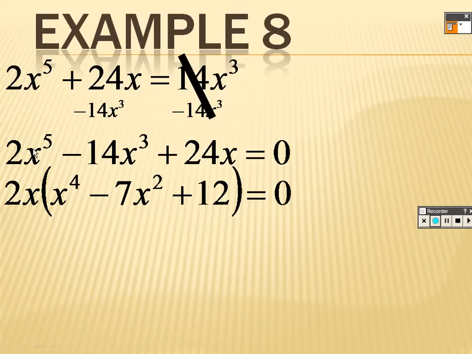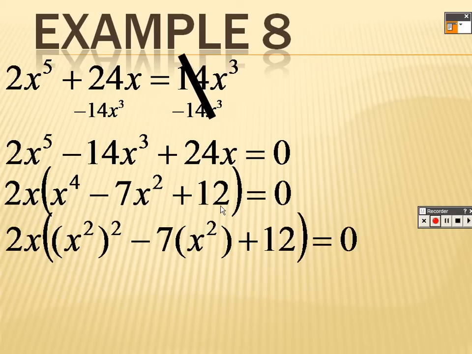And when I do that, 2 divided by 2 is 1. I took 1x out, so that's x to the 4th. -14 divided by 2 is -7. I took an x out, so that's x squared. Took the x out, and 24 divided by 2 is 12. Okay. So, I realize again that's x to the 4th, so that's x squared, squared.